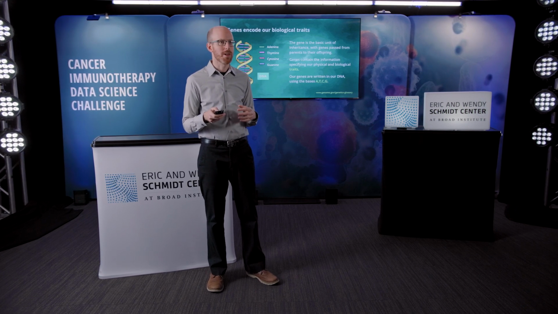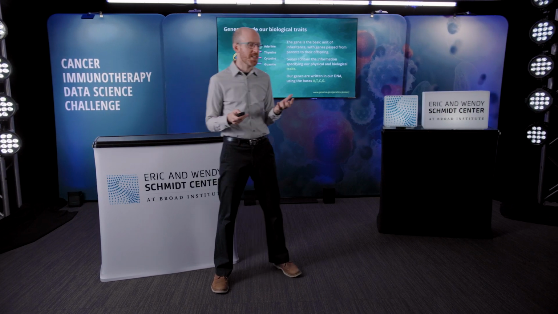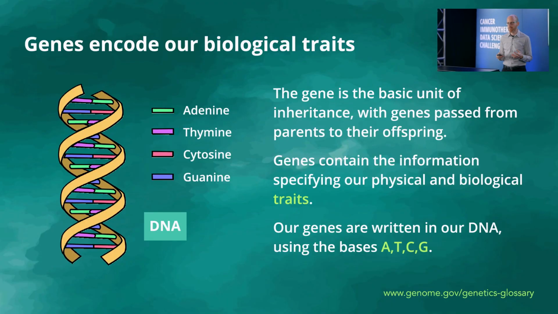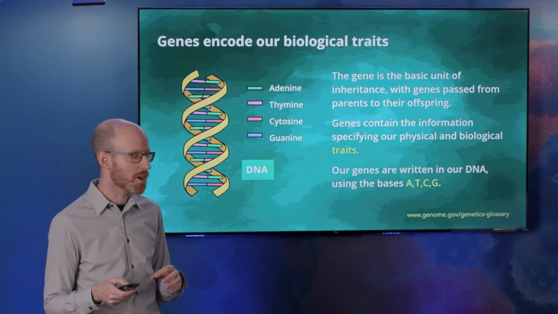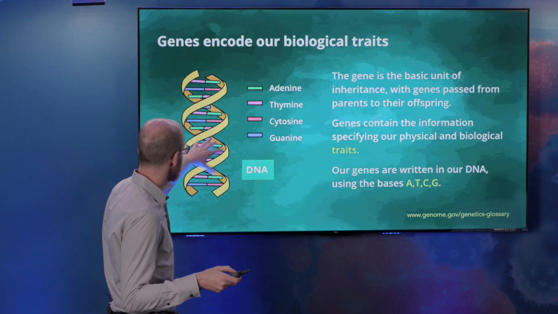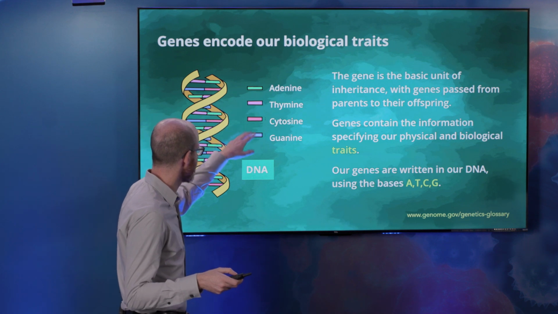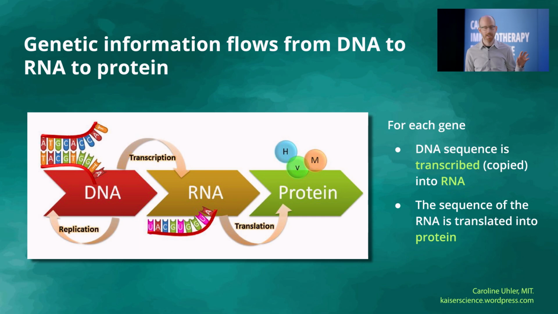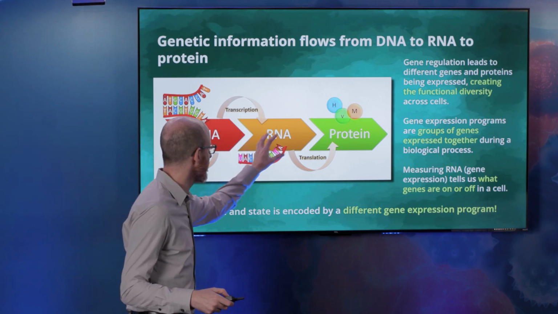So gene expression programs. To remind you all, genes are the fundamental units of heredity in all organisms, and they're passed down to us from our parents. And genes contain information that specifies all our physical traits, such as our height or our eye color, and also biological traits, such as how we respond to different diseases. And genes are written in DNA using this 4-base code of adenine, thymine, cytosine, and guanine, or A, T, C, and G. So in each of our cells, genetic information flows from DNA to RNA to protein.